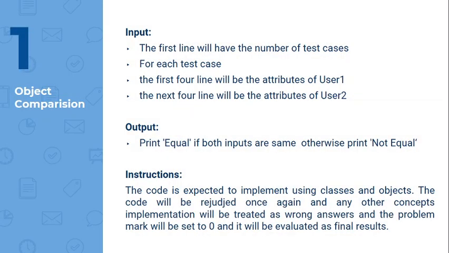The input format: the first line of the input denotes the number of test cases. For each test case there will be 8 lines. The first 4 lines will be the attributes of user 1 and the next 4 lines will be the attributes of user 2. In the output you have to print equal if both the inputs are the same, otherwise we have to print not equal. An important instruction: we have to code this using classes and objects concepts. So we have to use classes and objects compulsorily for coding this solution.